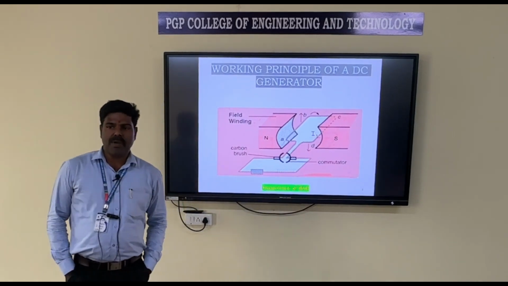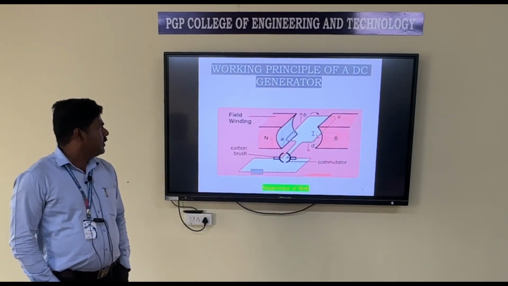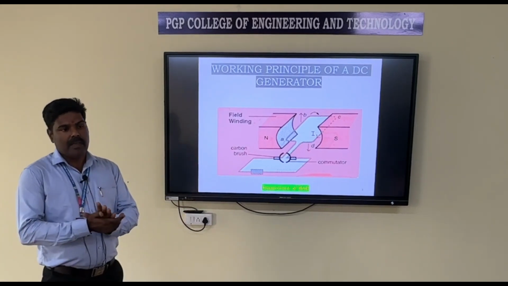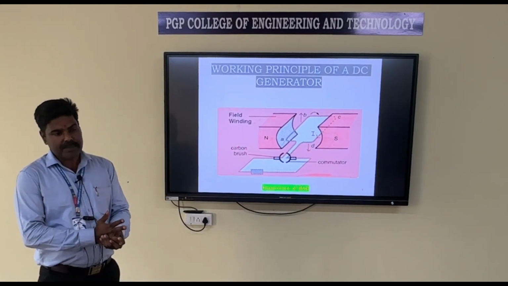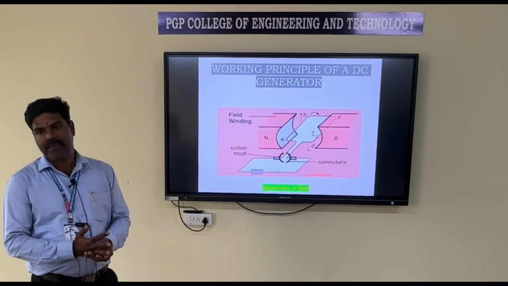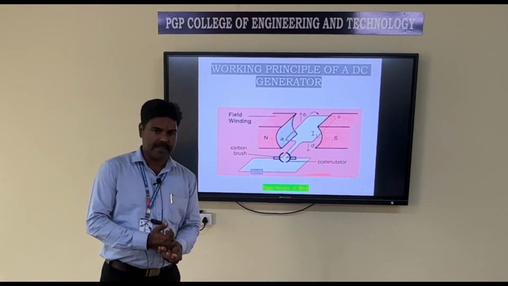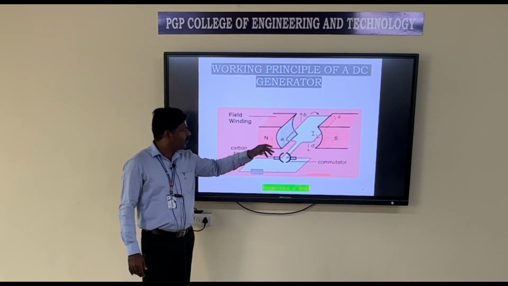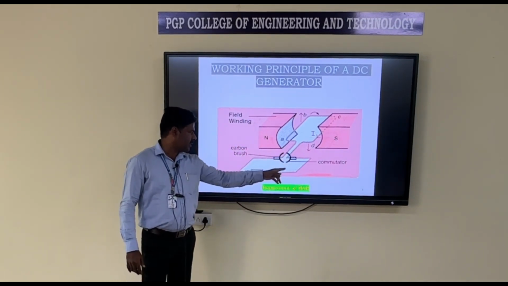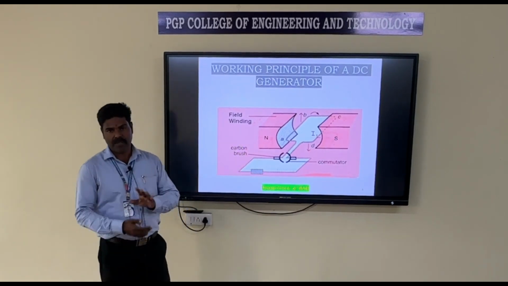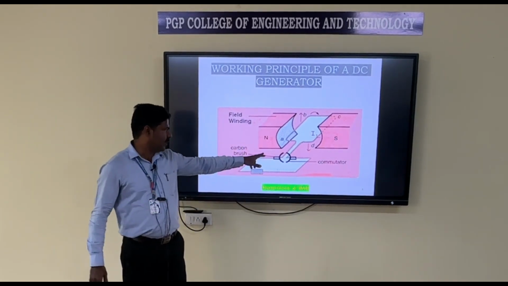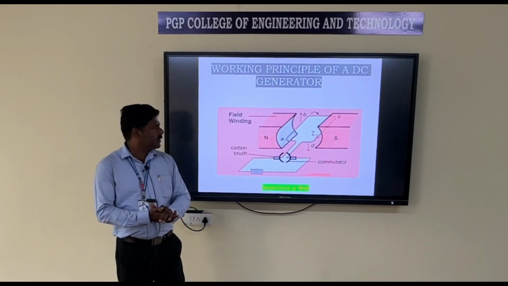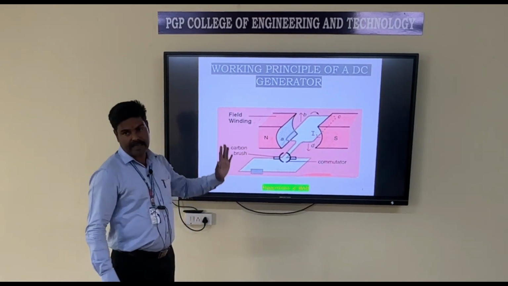Here is the working principle of the DC generator. A DC generator works under the principle of Faraday's law of electromagnetic induction. Faraday's law of electromagnetic induction means whenever a conductor cuts magnetic flux, an induced EMF is produced in it. That induced EMF causes current to flow if the conductor circuit is a closed circuit. If the conductor circuit is an open circuit, there is no current flow through the coil. This is the working principle used in the DC generator.